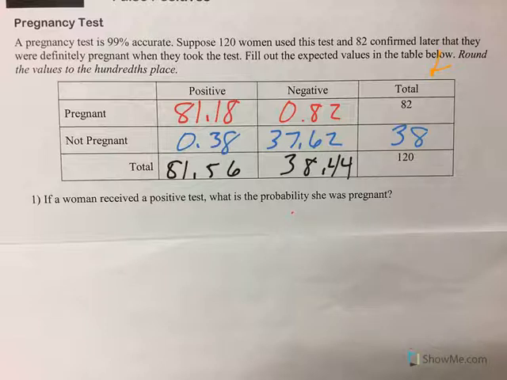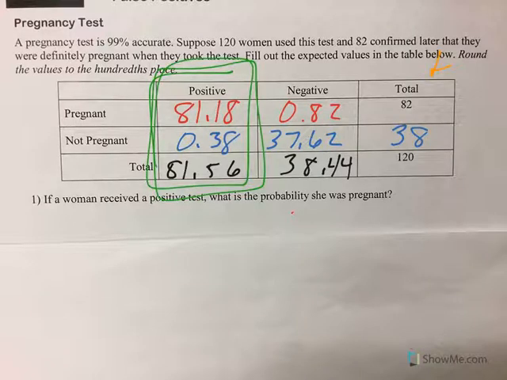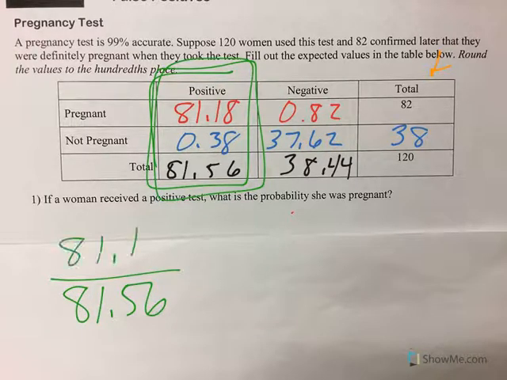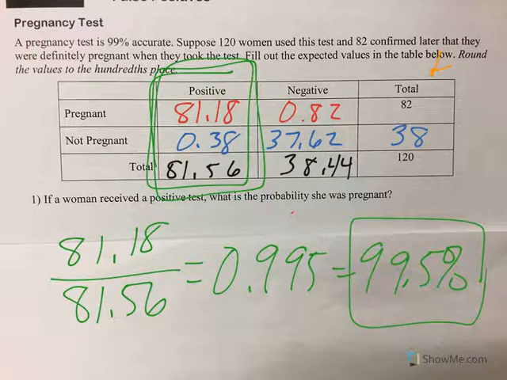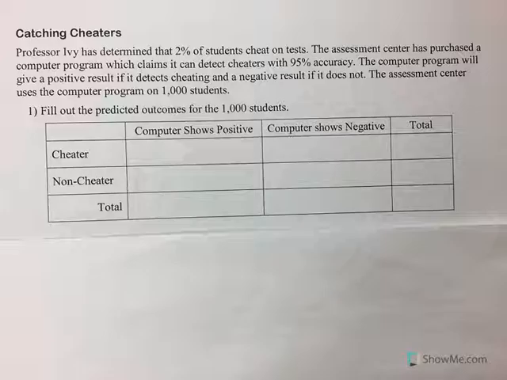Okay, so let's look at this problem. If a woman received a positive test, so we only care about the positive test, what's the probability she was pregnant? So the total positive test is 81.56. Her being pregnant, 81.18. So that's 0.995. So there's a 99.5% chance that if you test positive, you are actually pregnant. Ooh, that'd be a scary day for me.